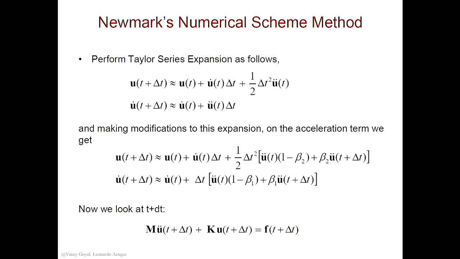Will you agree that the Taylor series expansion of this displacement evaluator at t plus delta t is basically u at t plus u dot at t times delta t plus 1/2 delta t squared u double dot t? Isn't that Taylor series expansion? I mean, instead of the u dot, you probably saw before derivative of u with respect to t, or derivative of u double with respect to t squared, right? But this is just Taylor series expansion. Does everybody agree with me on that? Yes. Excellent. Thank you for saying yes.